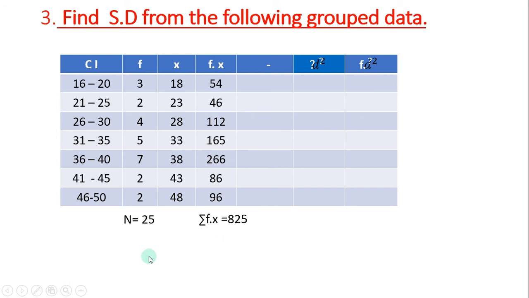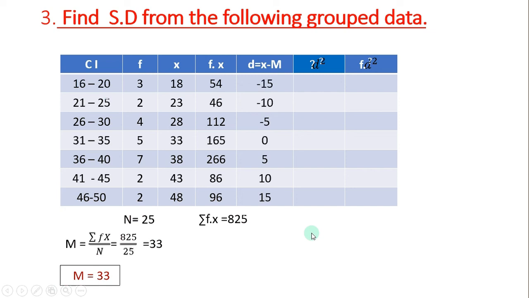Now by using this, we find the mean. Mean is 825 by 25. The n is 25. So the mean is 33. Now you know that deviation is equal to x minus m. X is the midpoint here, 18 minus 33. You get minus 15, minus 10. Like that, subtract the mean from all the x values and we get these d values.